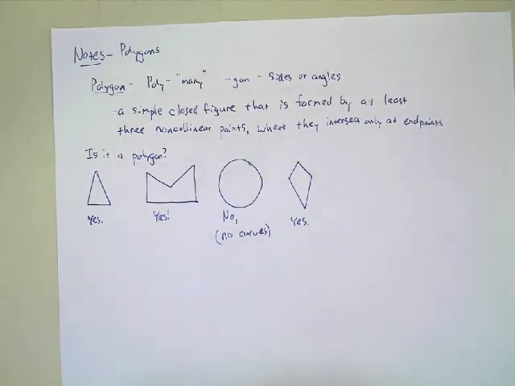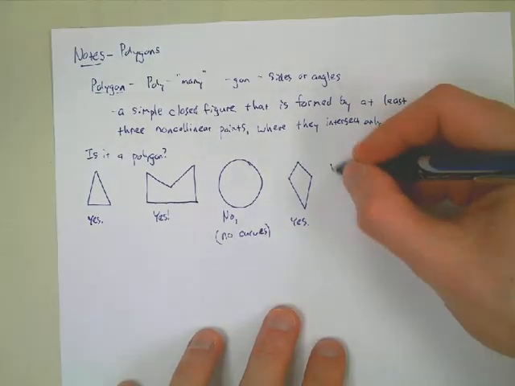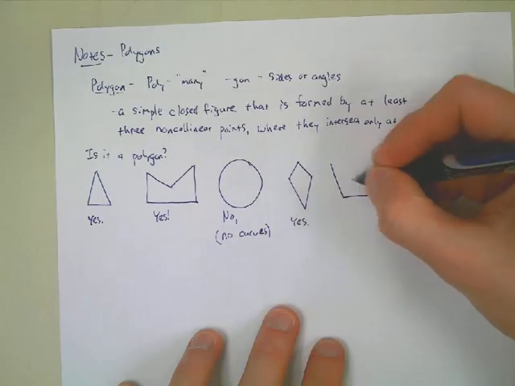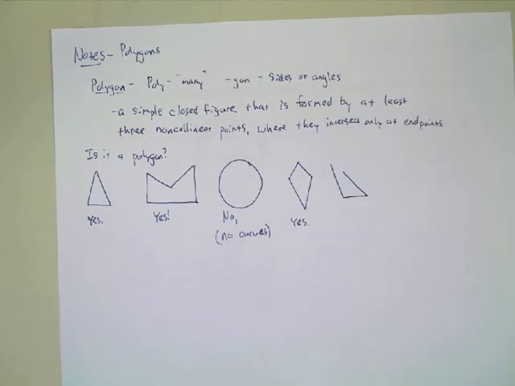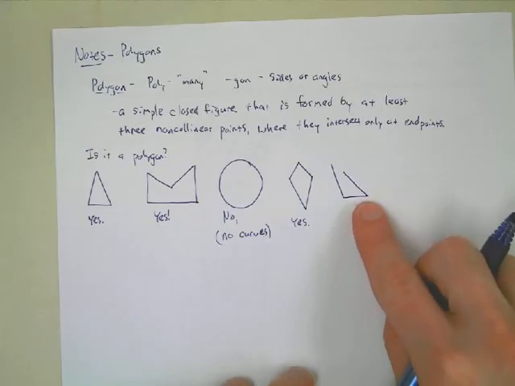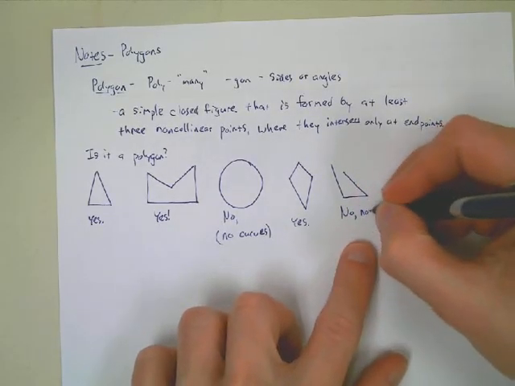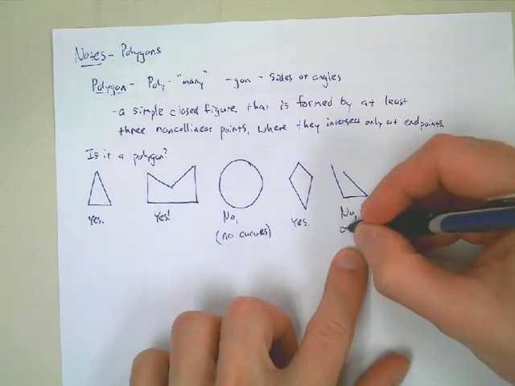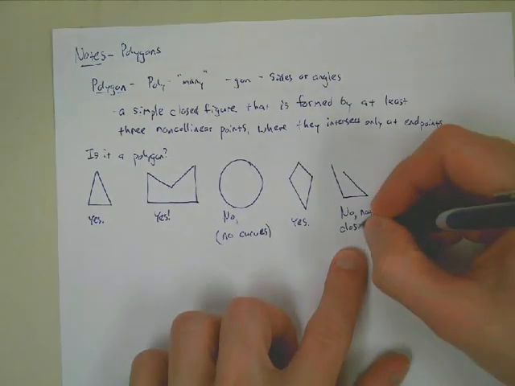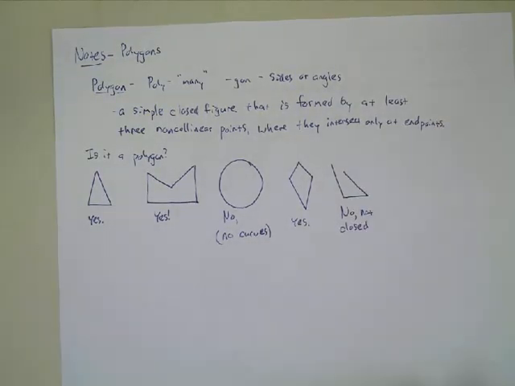All right, let's see. How about this shape? It's made up of straight sides, though. It's not closed. That's right. So no, it's not a polygon. It's not closed. It's open, not closed, right? It's not connected everywhere.